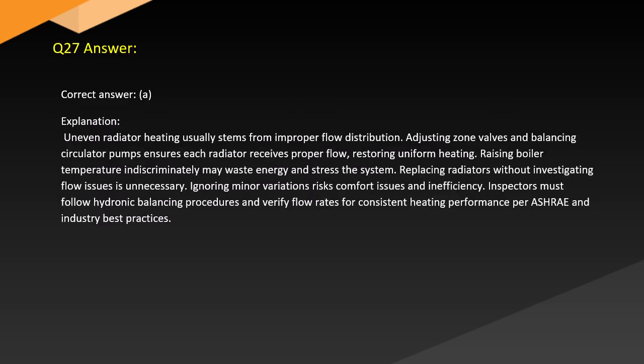Answer. Correct answer, A. Explanation. Uneven radiator heating usually stems from improper flow distribution. Adjusting zone valves and balancing circulator pumps ensures each radiator receives proper flow, restoring uniform heating. Raising boiler temperature indiscriminately may waste energy and stress the system.